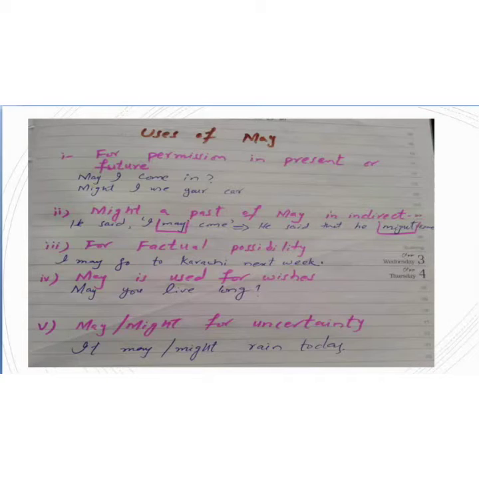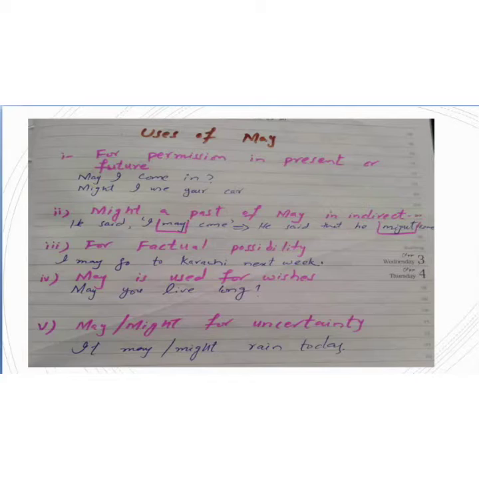Might I use your car? This is for permission. So might and may can alternatively be used, just like can and could, according to the tense. Might is the past of may in indirect speech, just as can is changed to could in indirect speech, so is the case with may and might.